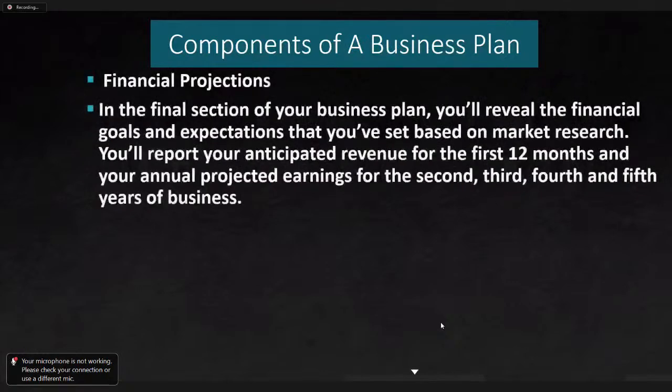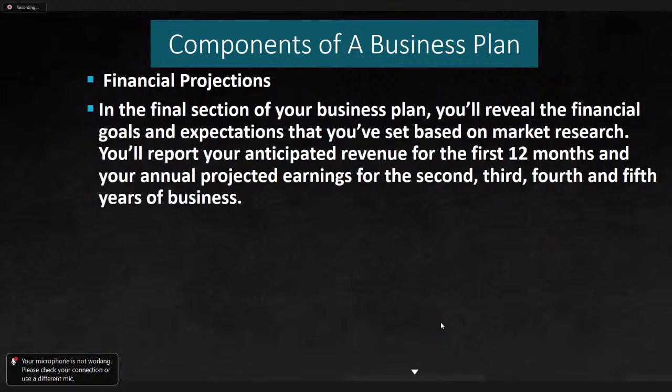All right. So financial projections. In the final section of the business plan, you will review the financial goals and expectations that you set based on your market research. When you made your market research, there are some expectations that come to mind. Right? So if I'm staying in this market, I have my strategies and my marketing goals, I should be able to do this. I should be able to get this. I should be able to make up to 1 million in sales or more. Those are your expectations based on your market research.